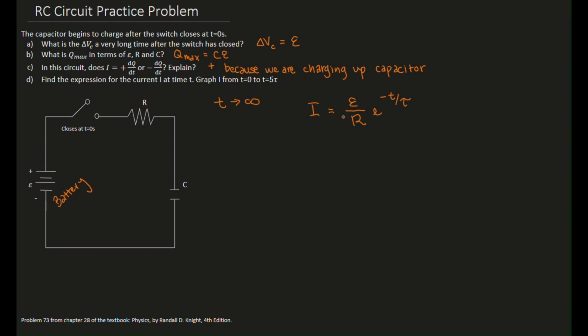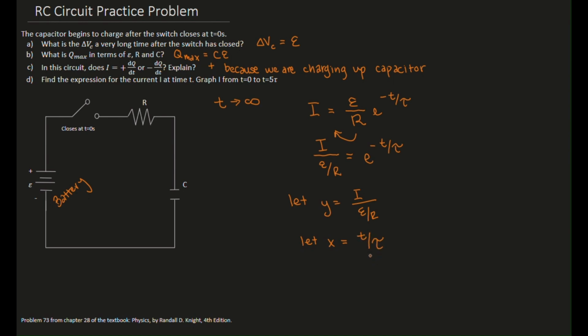To do that, I'm going to reform the equation. Let's say I divide by epsilon over R, moving it to the other side, so that it is equal to e to the negative t over tau. This might look even less simple, but you'll see what I'm going to do in a second. Because I'm going to graph this in Desmos, I'm going to put it in terms of y and x. So let's let y equal our current divided by our battery voltage over the resistance, and let x equal t over tau.